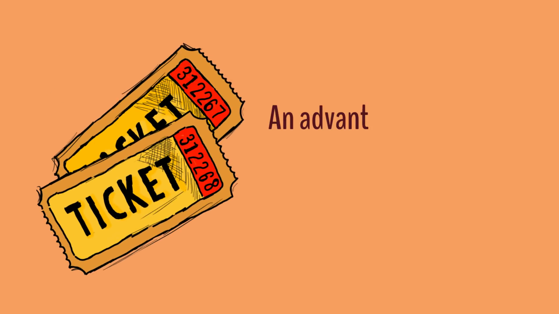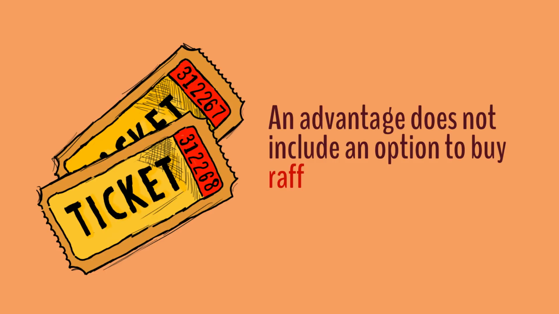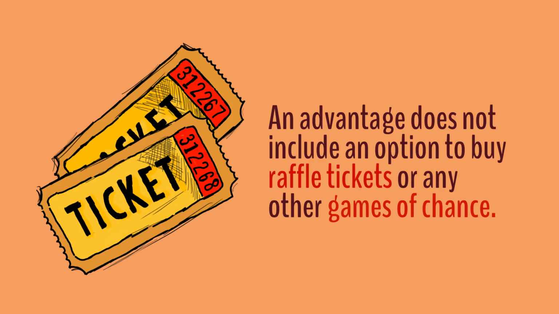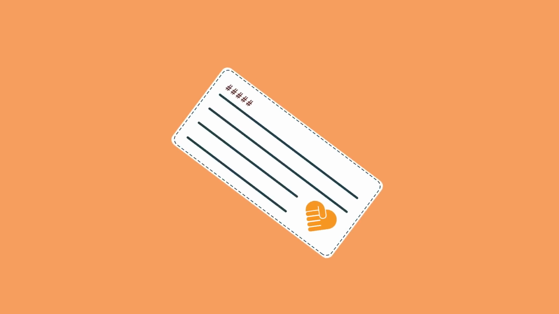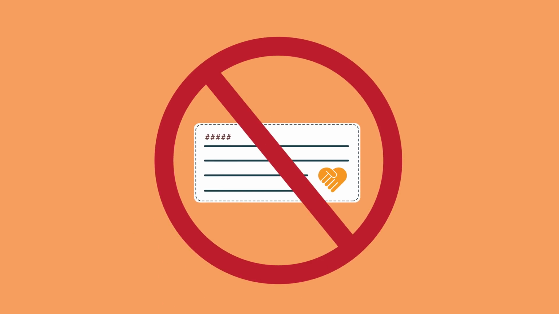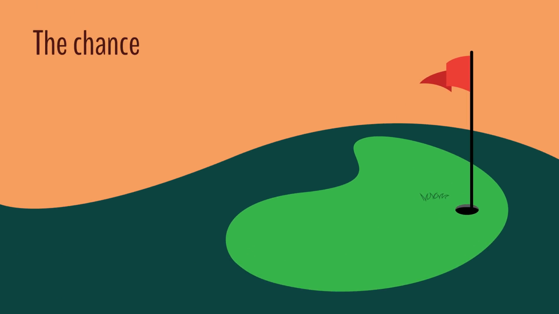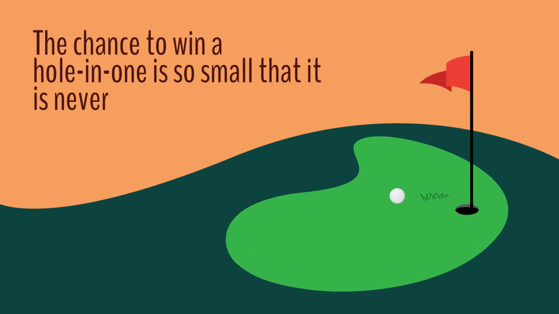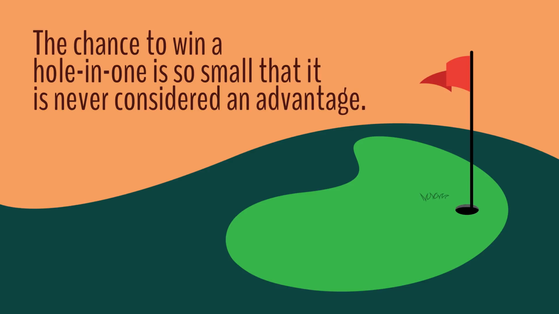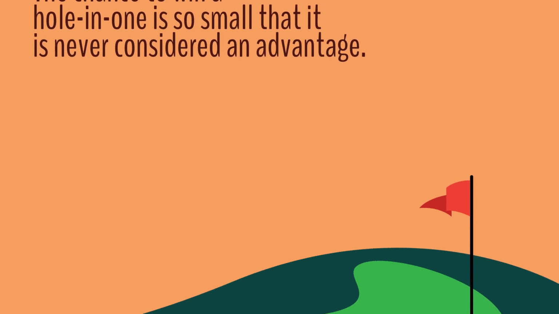An advantage does not include an option to buy raffle tickets or any other games of chance. If you include either of these options in your registration fee, then you cannot issue a donation receipt for the registration fee. The chance to win a prize for a hole-in-one is so small that it is never considered an advantage. It can simply be ignored.